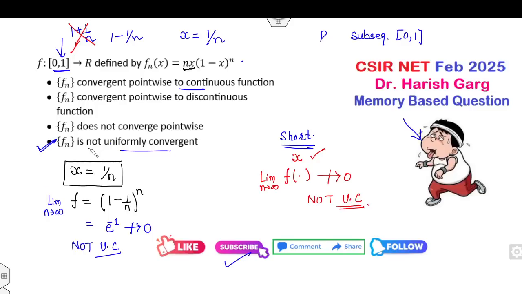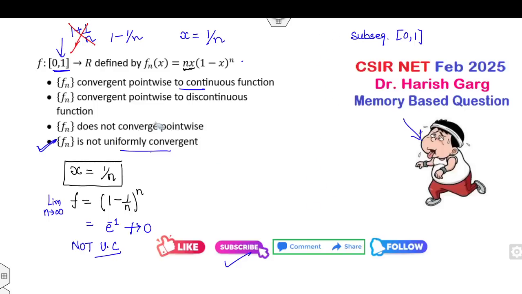If uniform convergent is given in the option, then this option will be cancelled out. Fine. If the statement looks like this, then this option will be cancelled out, depending upon whether it is not uniformly convergent or convergent. But I have told you how you can solve the problem.